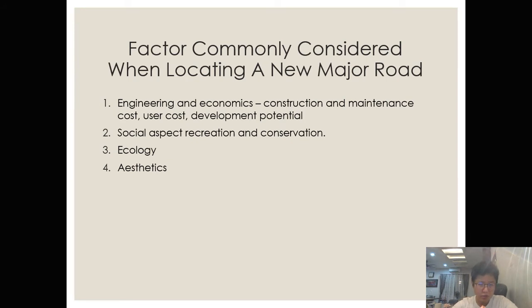Okay, then let's quickly go through the factors that are commonly considered when you're trying to locate a new major road. So this is a situation where you want to build a new road, and the place is totally new, meaning that you can strip off new land. Alright, so what are the factors we think about? We look at, number one, the engineering economics, meaning that the construction and maintenance. So when we talk about these things, these two, construction and maintenance, they always relate to what? Cost, obviously. Cost. And then user cost, development potential.